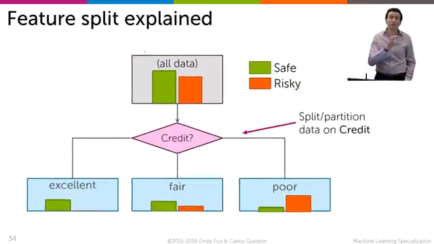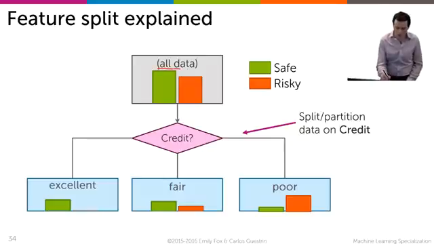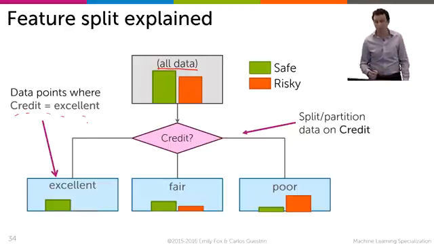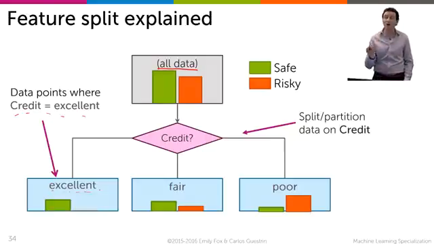Now that we've assigned subsets of data to each one of the subsequent nodes, we can visualize that data using histograms again. So the top histogram here corresponds to all the data, but the histogram on the branch on the left corresponds to the data points where credit was excellent. The one in the middle corresponds to the data points where credit was fair, and the one on the right corresponds to data points where credit was poor. As you can see, the set where credit was excellent has a lot of safe loans, while the one where credit was poor has more risky loans than it has safe loans.